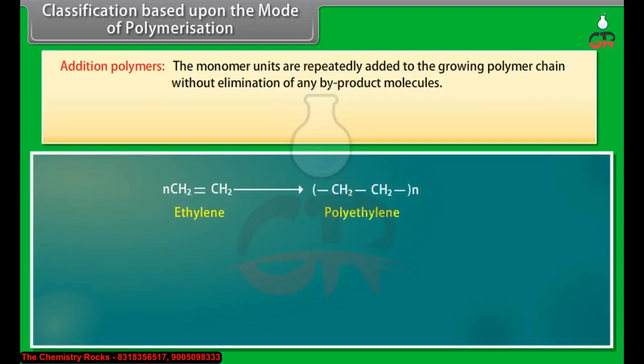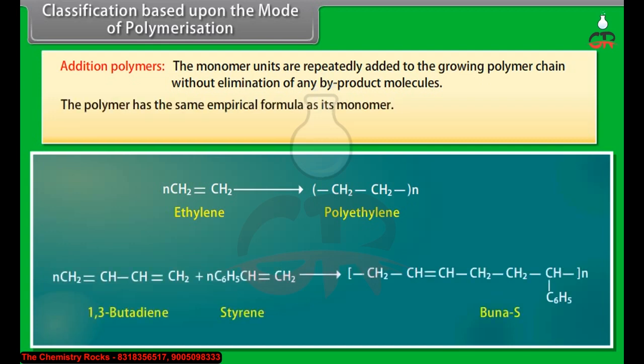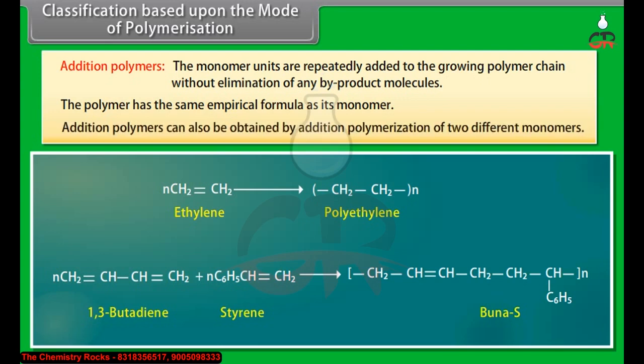Addition polymers. The monomer units are repeatedly added to the growing polymer chain without elimination of any byproduct molecules. The polymer has the same empirical formula as its monomer. The monomers are unsaturated compounds, usually derivatives of ethylene. For example, polyethylene. Addition polymers can also be obtained by addition polymerization of two different monomers. For example, Buna-S.